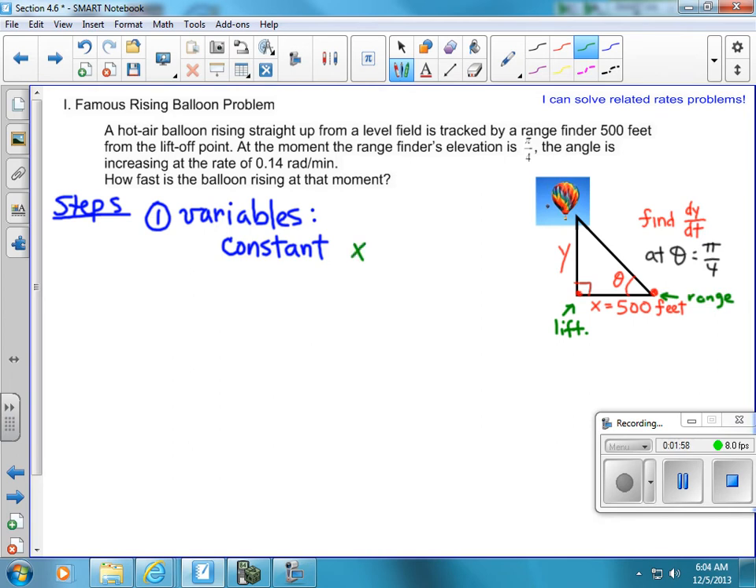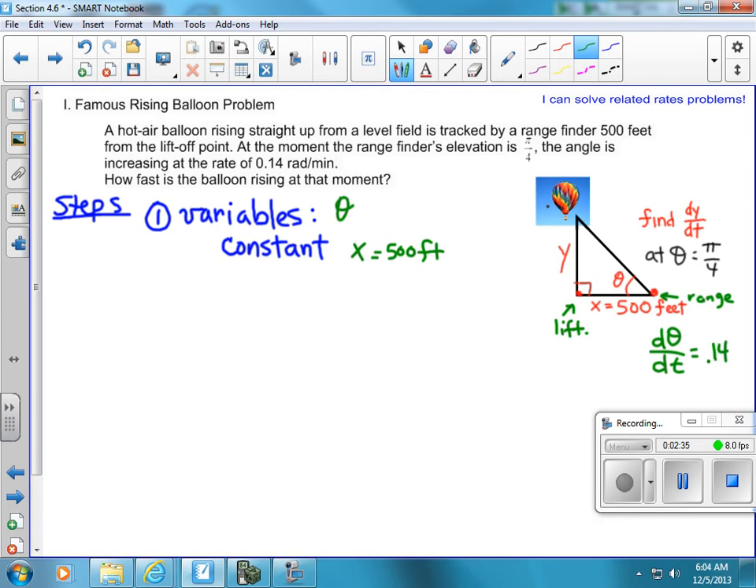Our first step says to draw a picture, and figure out what are constants and what are variables. Okay, x is 500 feet. That is not going to change. Variables, we have theta, because that's a variable, but at one point in time, they give us that theta is pi over 4. So theta is a variable, but they give us one point in time, and they also say that it is increasing. So that means that our rate of change for theta with respect to time equals 0.14.